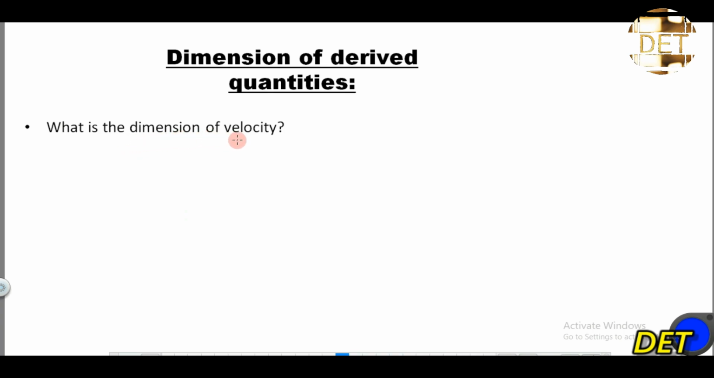What is the dimension of velocity? So you should know that the formula for velocity is equal to displacement over time.